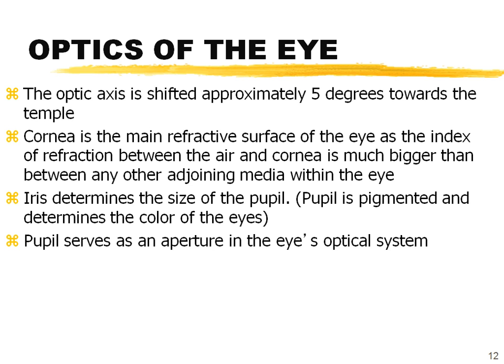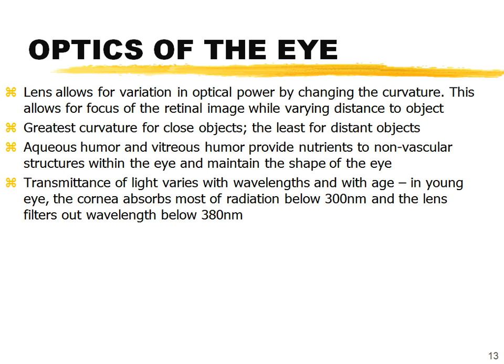The iris, of course, is there so that if there is too much light, it will contract and minimize how much of it is sent through the lens. Okay? Of course, if there's very little light, it will open up wide, it will dilate. Okay? So it serves as an aperture for your optic system.